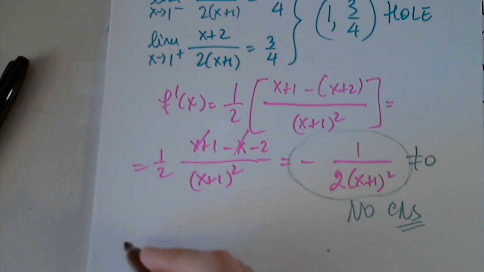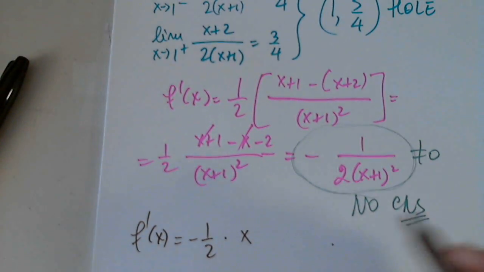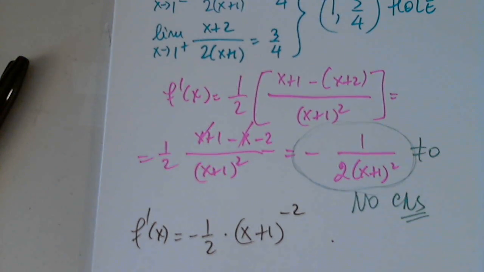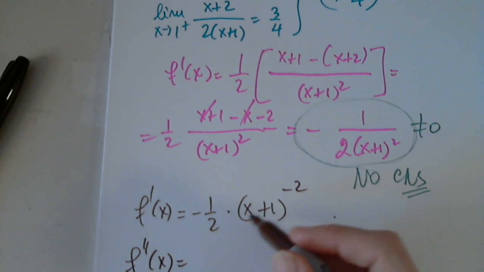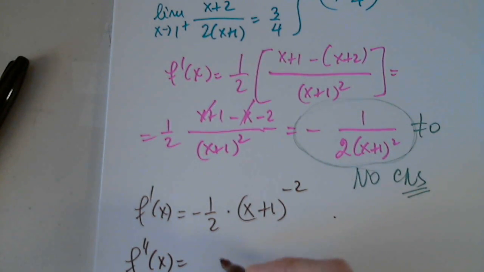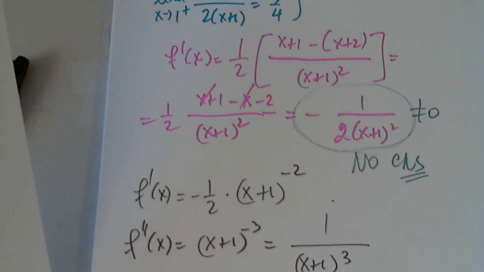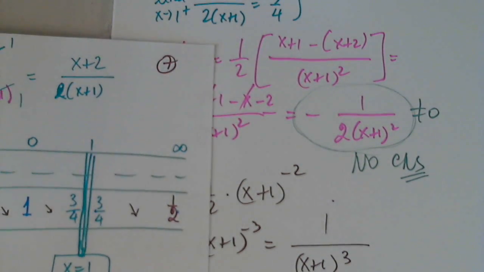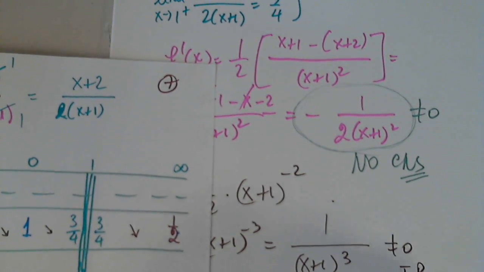And the second derivative, the first derivative for me is this. So then the second derivative will become, I bring down 2. It will destroy the whole thing. So I just have x plus 1 to -3, because it's -1/2 times -2, which is 1. So this is 1 over x plus 1 to the third. Okay, so I need to study the sign. It's never 0. No inflection points.